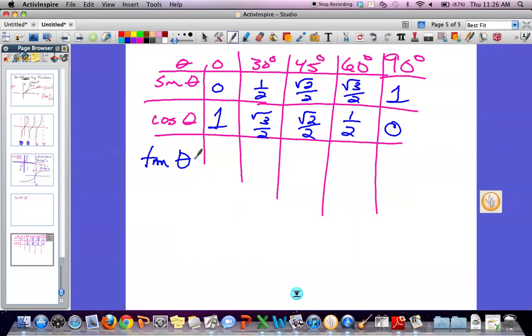So the tangent is sine over cosine. So it's this number divided by this number. So the tangent at 0 is 0. Let's do the other one that's easy, and that's over here at 90 degrees. The tangent at 90 degrees, 1 divided by 0 is undefined. You can't do it. That's why on our graph we have a vertical asymptote at 90 degrees, pi over 2 radians. The other one that's really easy to do is 45, because the square root of 2 divided by 2 divided by itself, anything divided by itself is 1. The other two are a little bit harder.